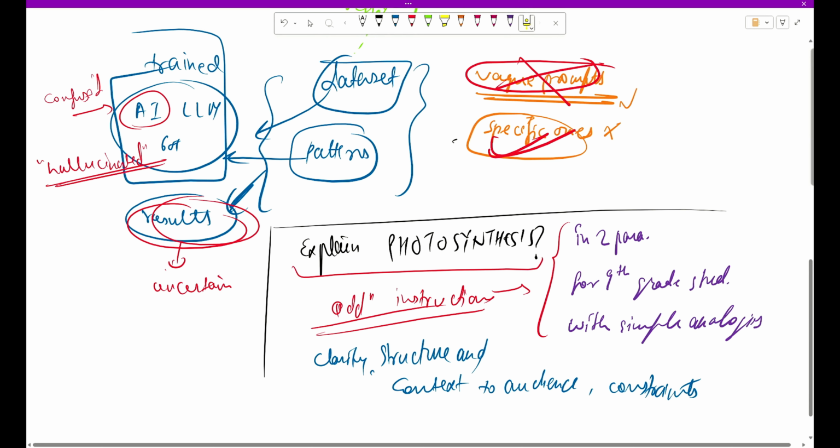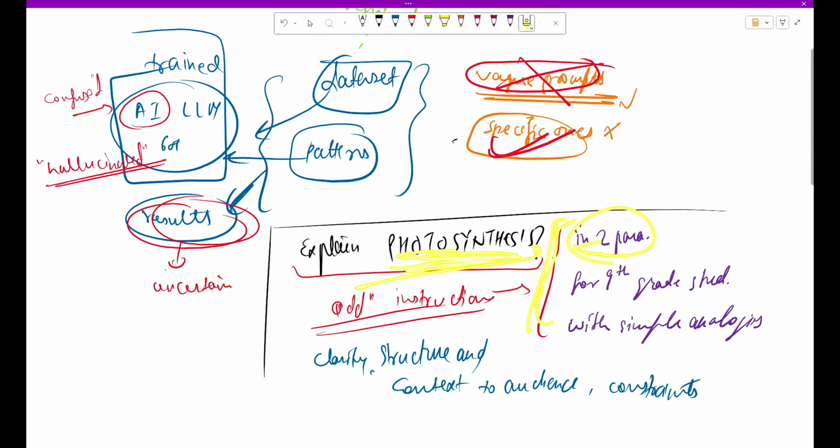Like I told him to explain photosynthesis. This is my primary prompt. Now the additional instruction, in two paragraphs, gave him clarity of the length, how many words I need in the output. Ninth grade student knowledge gave him context of the audience I am having. And when I asked for simple analogies, it gave him the structure, what constraints to follow, and what style to follow. This way, AI delivers something much closer to what you want in real life.